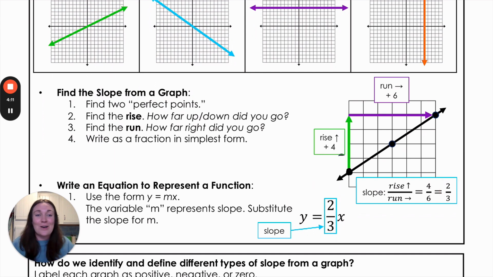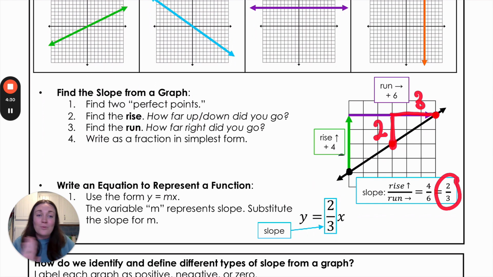One last trick for you though is that if you always choose the 2 points that are closest together, you won't have to worry about simplifying. So let's say I would have chosen these middle 2 points instead. See how they're closer together? Now if I look at my rise, I'm going up 2, and my run, I'm going over 3. So you can see that that's where that 2/3 comes from.